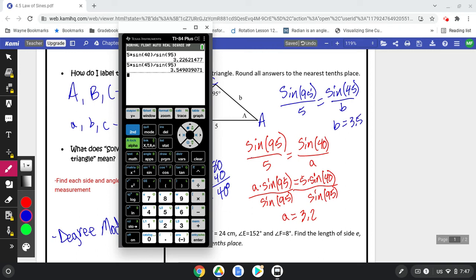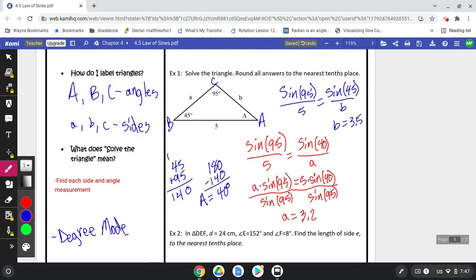All right. And at this point, we have found the 2 missing sides and the 1 missing angle. So we have solved the triangle because we found all the missing parts.